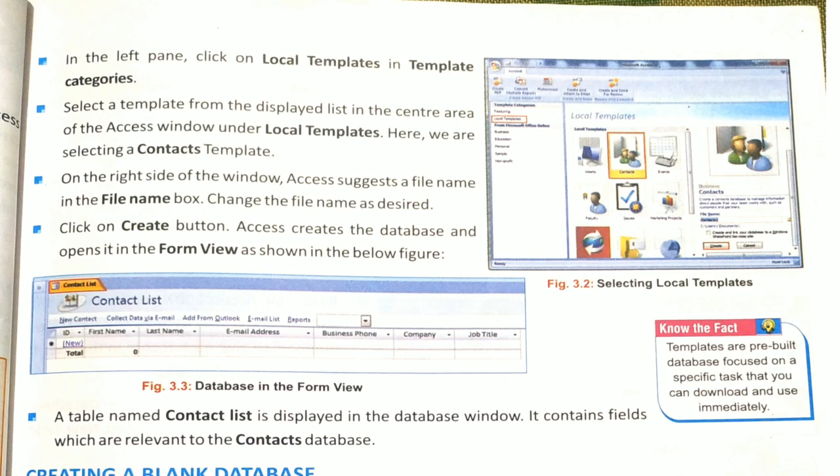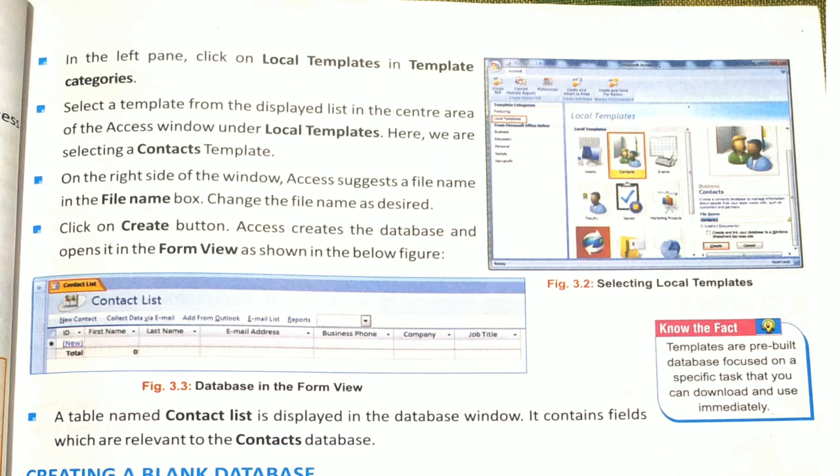Select a template from the displayed list in the center area of the Access window under Local Templates. Here we are selecting a Contacts template. So when you click on Local Templates, many options are displayed in this Access window, and you can choose any template of your choice, but for now we are using a Contacts template.